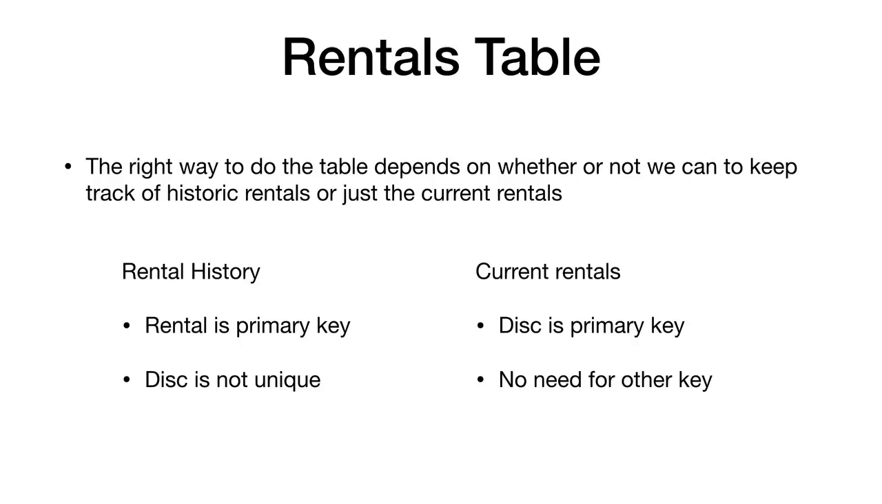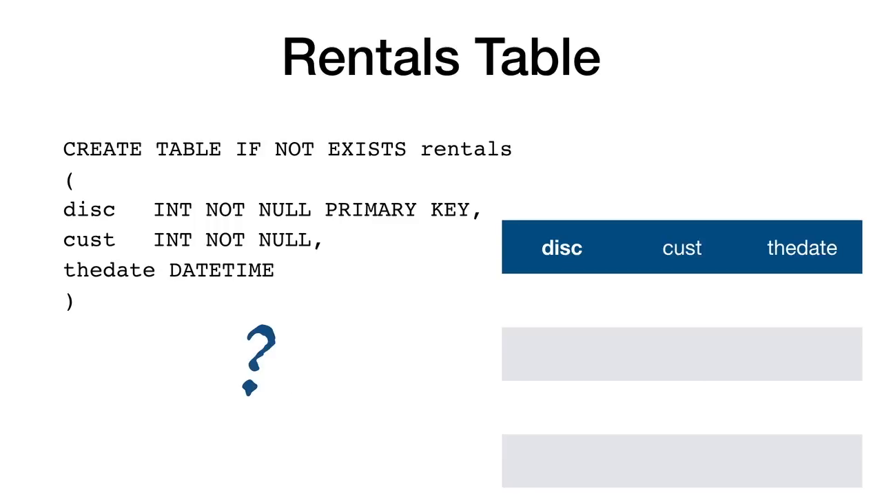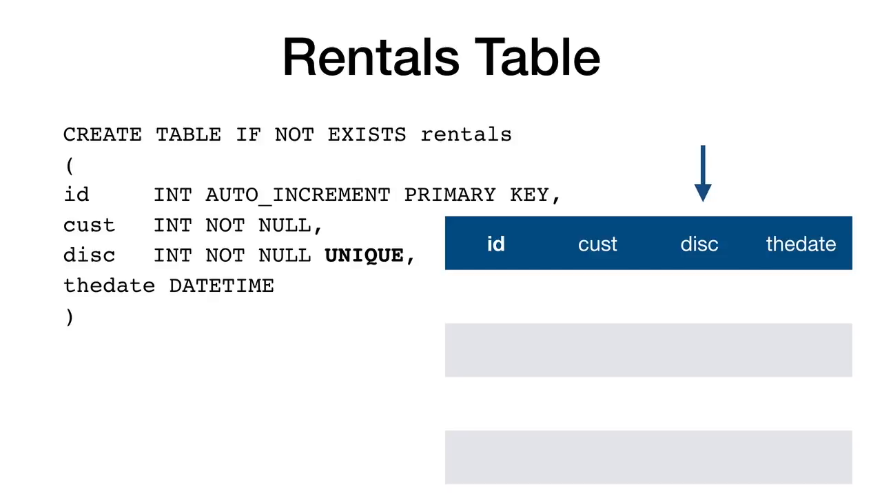So if we're going to keep track of all of the rentals, even after something has been returned, then realistically speaking, we're going to need a separate primary key, and disk will not be unique. Because if we go back to here, if someone can rent this on a Monday and bring it back on a Tuesday, and then someone else can rent the same disk on a Wednesday, well then disk will appear more than once in this column.